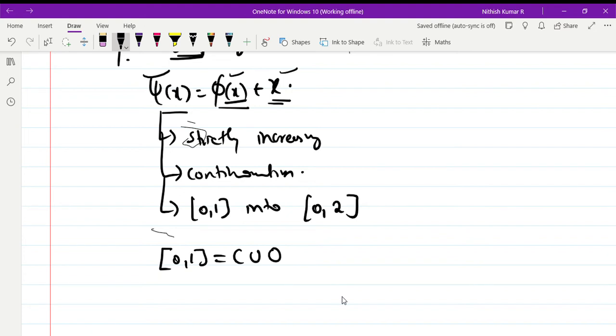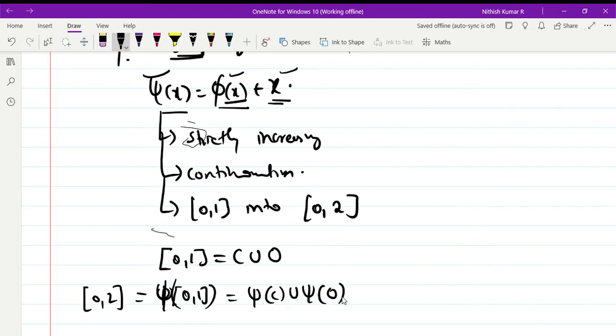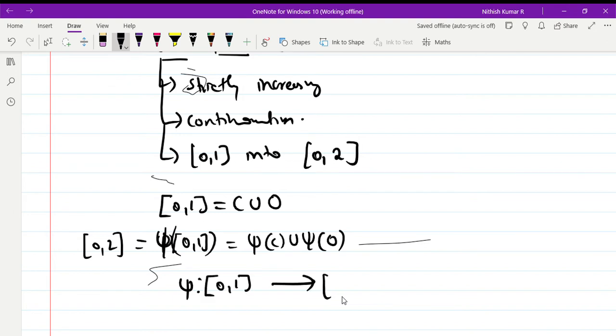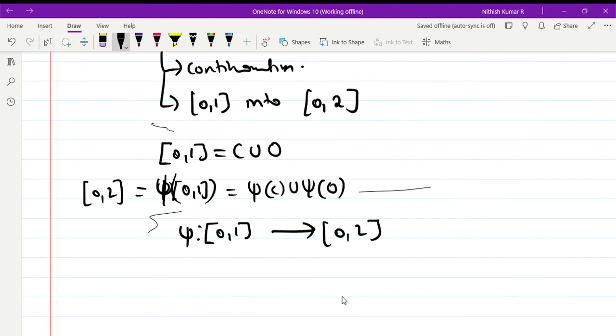Therefore, if I take psi of the closed interval [0, 1], this is nothing but the closed interval [0, 2], and this is nothing but psi of C union psi of O. Now, a strictly increasing continuous function defined on an interval has a continuous inverse. Now this psi is a function from the closed interval [0, 1] to the closed interval [0, 2], strictly increasing and continuous. The result is, if I have a strictly increasing continuous function on an interval, then its inverse, that is psi inverse from [0, 2] to [0, 1], is also continuous.